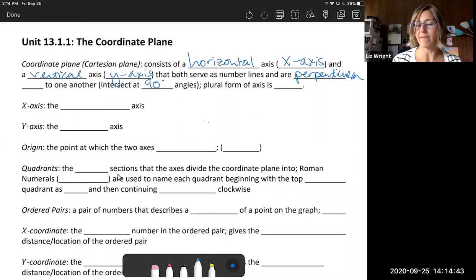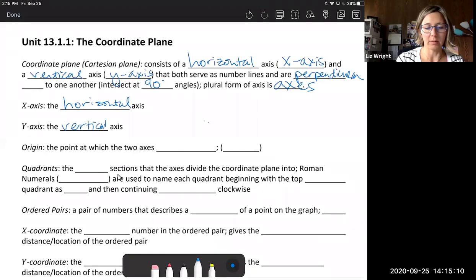And the plural form of axis is axes. So if you're a lumberjack and you've got a set of axes, it's spelled the same, but it's pronounced differently. It's pronounced with a long E, axes. The x-axis, again, is going to be your horizontal axis, and the y-axis is going to be your vertical axis. So we've got our 2 axes like this. This is your x-axis, and this one is your y.